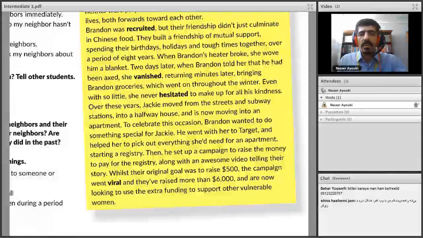And are now looking to use the extra funding to support other vulnerable women. They want to use the extra money. Funding means money, the extra money to support other vulnerable women. Vulnerable means easily hurt or harmed. The women without homes, homeless women. Maybe they don't have family, or maybe they have a bad family. They cannot live with, for example, partners or husbands. So they try to support these women with the extra money they have. That was a nice text and story.